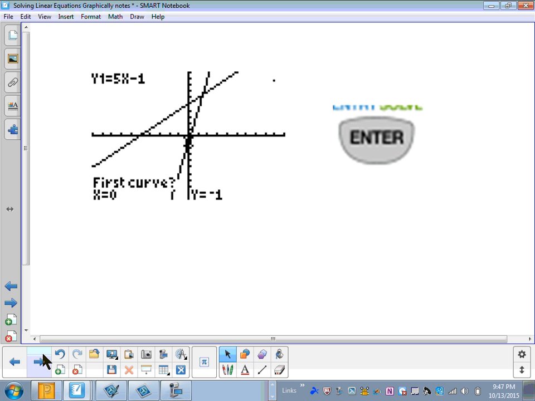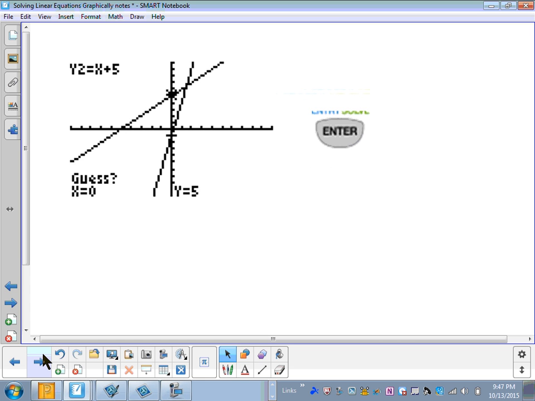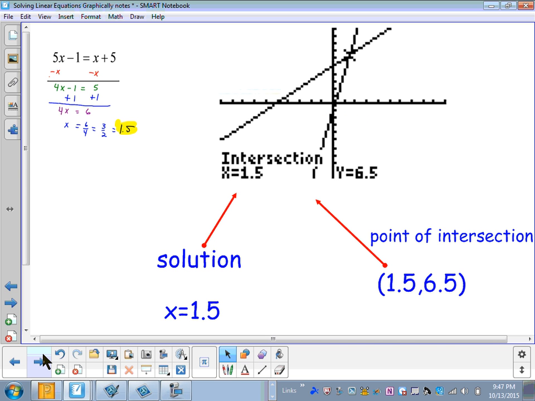The graphing calculator will then graph the equations, the lines, and the screen will say first curve, and you'll say yes, or enter. Second curve, enter. Guess, enter. And then you'll get the screen you're looking for, the one that says intersection. This will give you the intersection of the two lines, in which the x value is 1.5 and the y value is 6.5. So the point of intersection where the two lines touch is 1.5, 6.5.